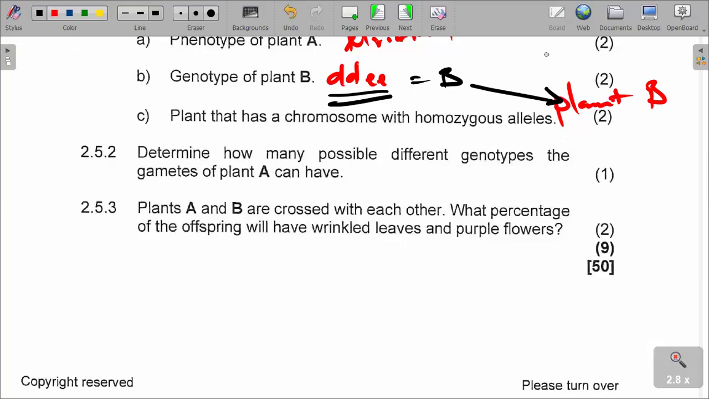2.5.1, 2.5.2. Determine how many possible different genotypes the gametes of plant A can have. Plant A possible genotypes. Determine how many possible different genotypes the gametes of plant A can have.